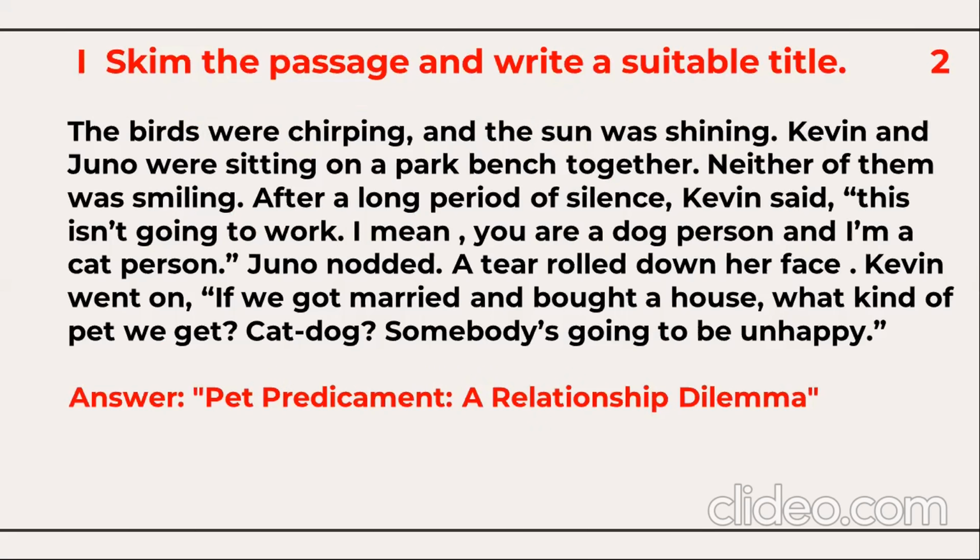The birds were chirping and the sun was shining. Kevin and Juno were sitting on a park bench together. Neither of them was smiling. After a long period of silence, Kevin said, "This is not going to work. I mean, you are a dog person and I'm a cat person." Juno nodded. A tear rolled down her face. Kevin went on, "If we got married and bought a house, what kind of pet would we get? Cat? Dog? Somebody's going to be unhappy."